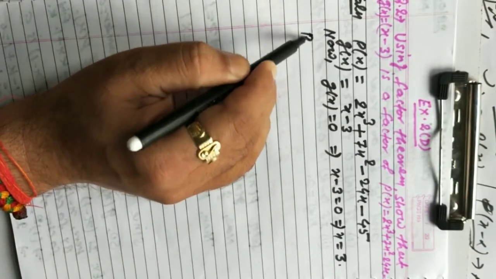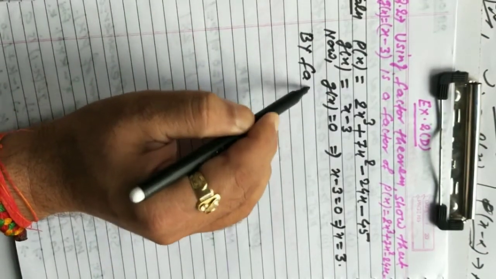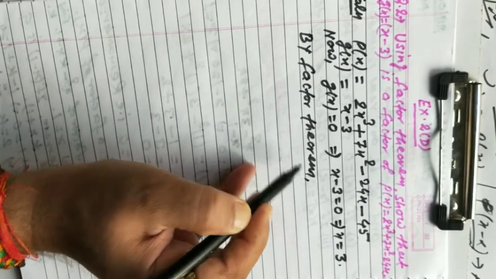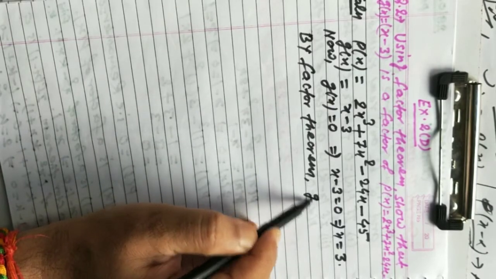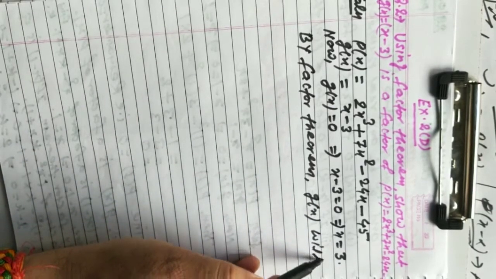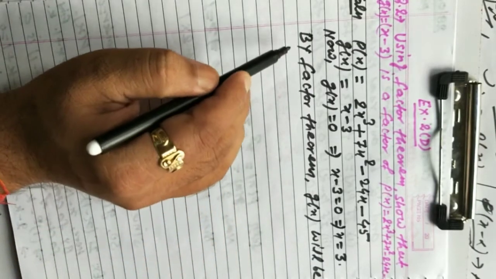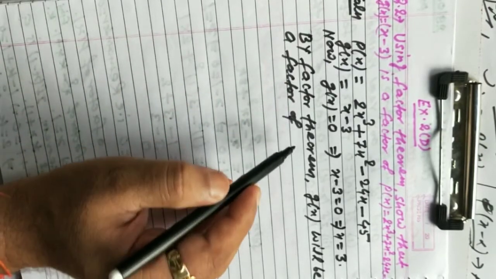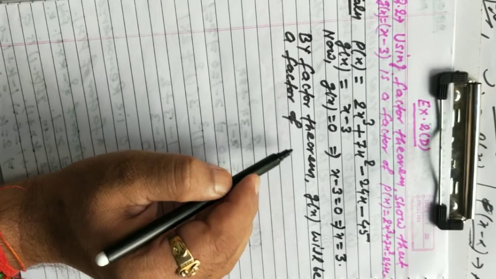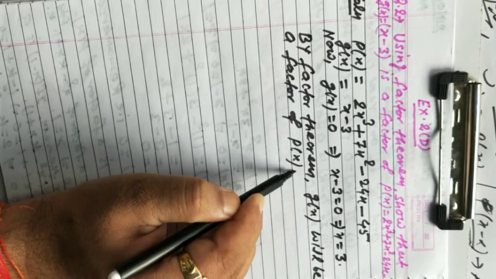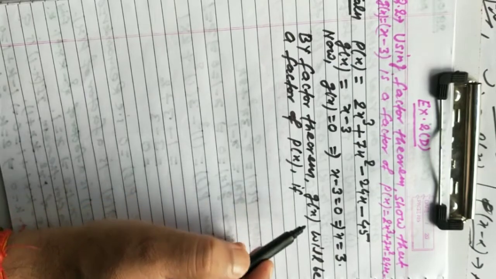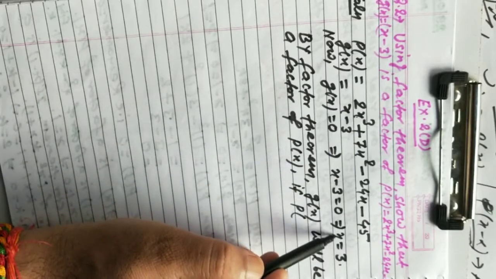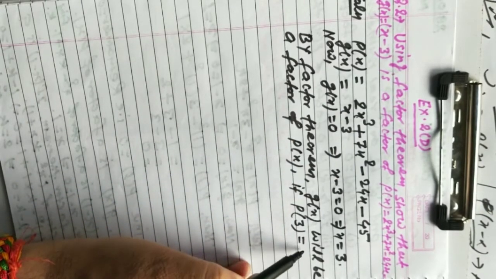Now write here by factor theorem, g(x) will be a factor of P(x) if the value of this polynomial at x is equal to 3 will be equal to 0.